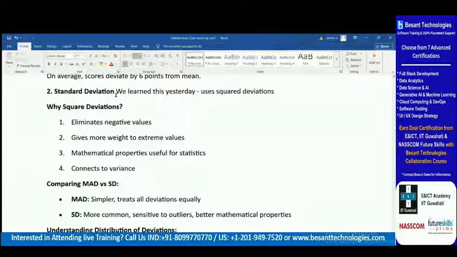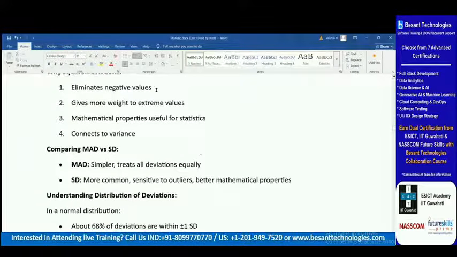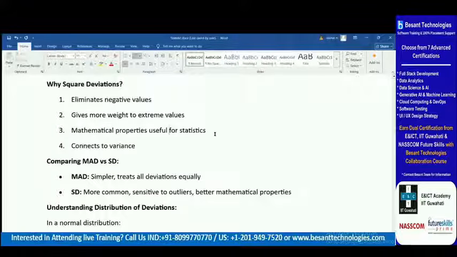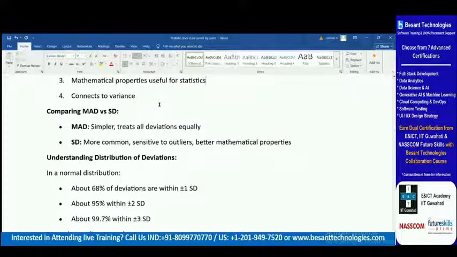Why squared deviation? In standard deviation, we squared the deviations and then calculated. Why? Because it eliminates negative values again and gives more weight to extreme values. Extreme value means, see, one data set is 23, another is 24, another is 25, and another is 100. This 100 is my extreme value in this data set of 23, 24, 25, and 100. At that time, more weightage will be given to this 100 alone. So there you can use standard deviation, and its mathematical property is useful for statistics. So we go with squared deviations, and it connects to your variance.